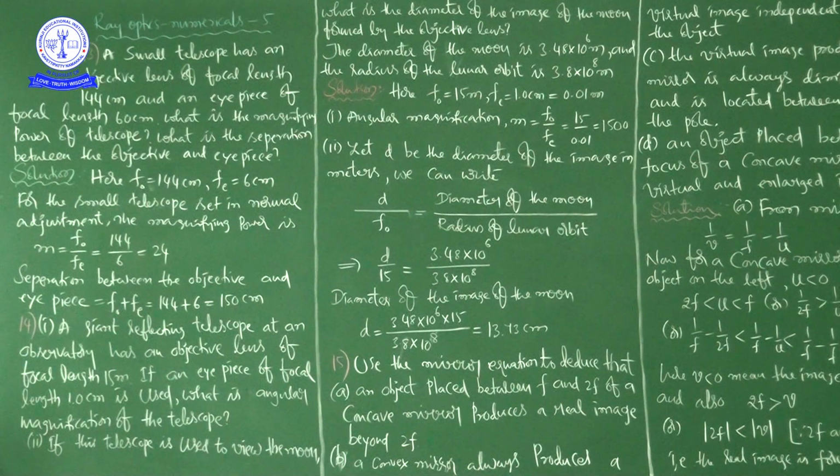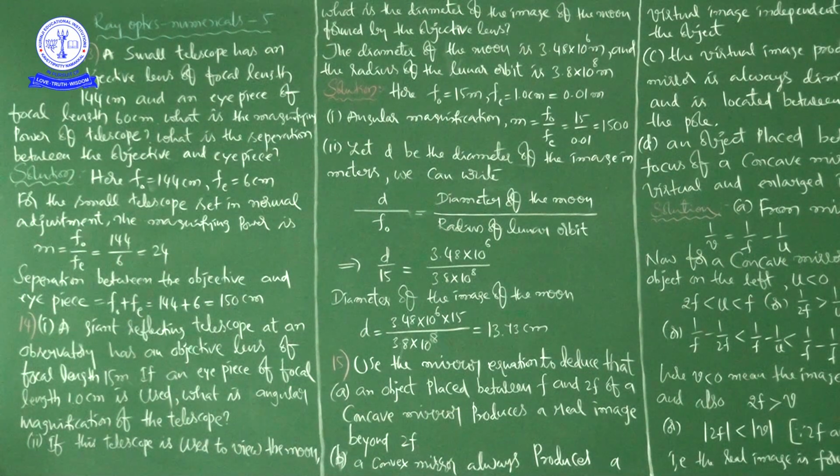See here, a giant reflecting telescope at an observatory has an objective lens of focal length 15 meters. If an eyepiece of focal length 1.0 centimeter is used, what is the angular magnification of the telescope, right?